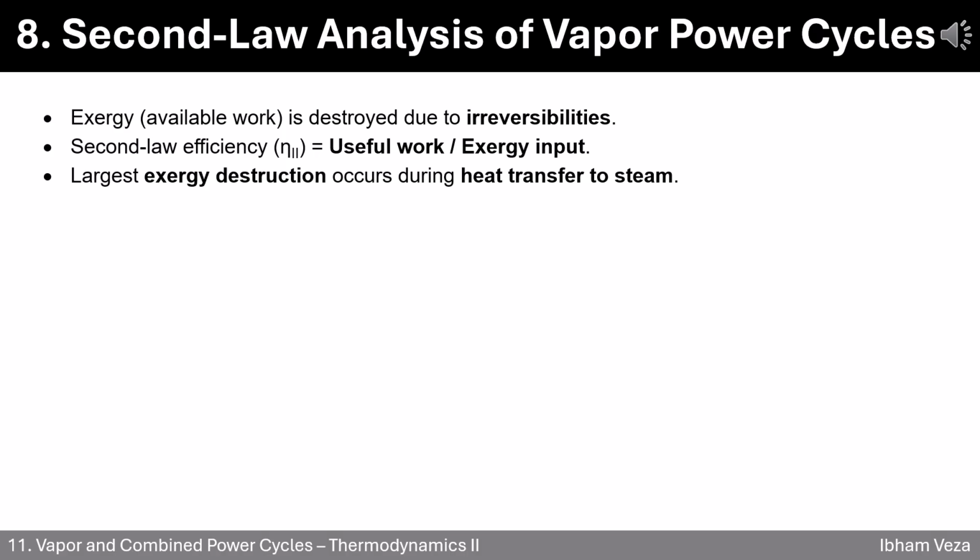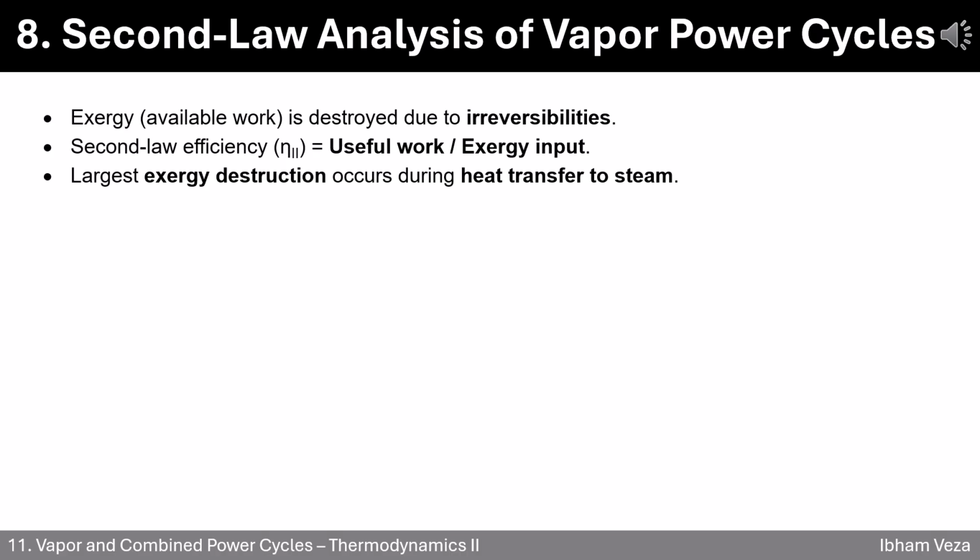8. Second law analysis of vapor power cycles. Let's go a step deeper and look at the second law analysis of vapor power cycles. This focuses on exergy, which is basically the maximum useful work we can get from a system. Unfortunately, not all energy is useful. Irreversibilities like friction, heat losses, and inefficiencies destroy exergy. That's why we use a second law efficiency, which compares the useful work output to the exergy input.